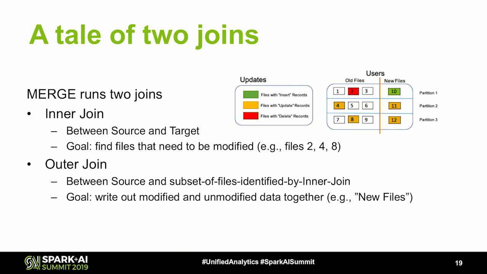The first join is an inner join between the source and target, and the goal there is to find the files from the target that need to be modified. So in this case, it's files 2, 4, and 8. And the second join is an outer join between the source table and the output of the inner join. So in this case, that's a join between the source table and files 2, 4, and 8. And the output of that is the mods to the target table, which is files 10, 11, and 12.